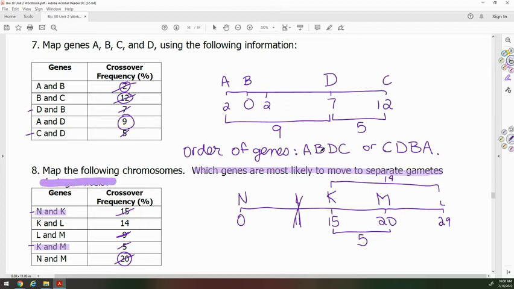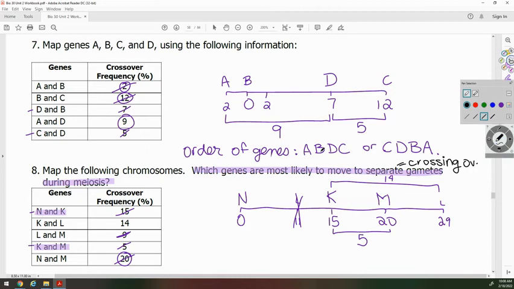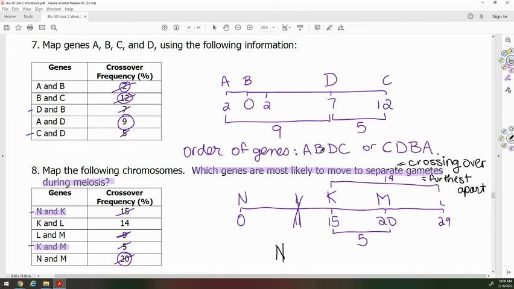Now, to solve the problem of which genes are most likely to move to separate gametes during meiosis, this is the same thing as saying crossing over, so greatest chance of crossing over, which means we are looking for the 2 genes that are furthest apart. So our answer would be N and L. They are most likely to move to separate gametes because they are furthest apart and are most likely to cross over.